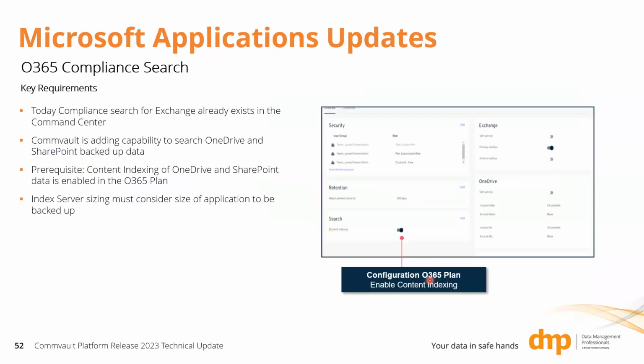A basic setup, next to the requirements for the index server you need to have. It uses the same index server as for the normal indexing. It just needs some additional resources, because the content indexing disk needs some more disk space, and it needs to process a little bit more work. But within the configuration, it still uses the same index server. And then on the M365 plan, you basically just need to enable content indexing. Previously, this only enabled it for Exchange, but now it's also used for OneDrive and SharePoint.